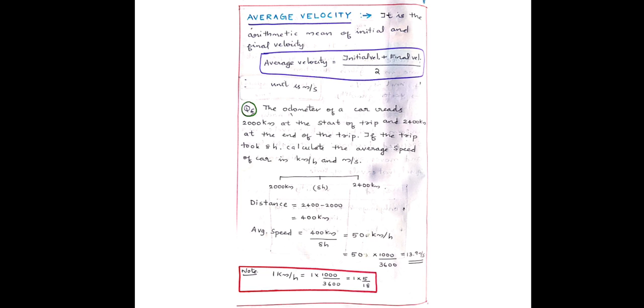Now let's start with our next topic, average velocity. We studied earlier what velocity is. I repeat, velocity is the rate of change of displacement, or the rate of change of distance in a given direction, because velocity is a vector quantity. It has both magnitude and direction.